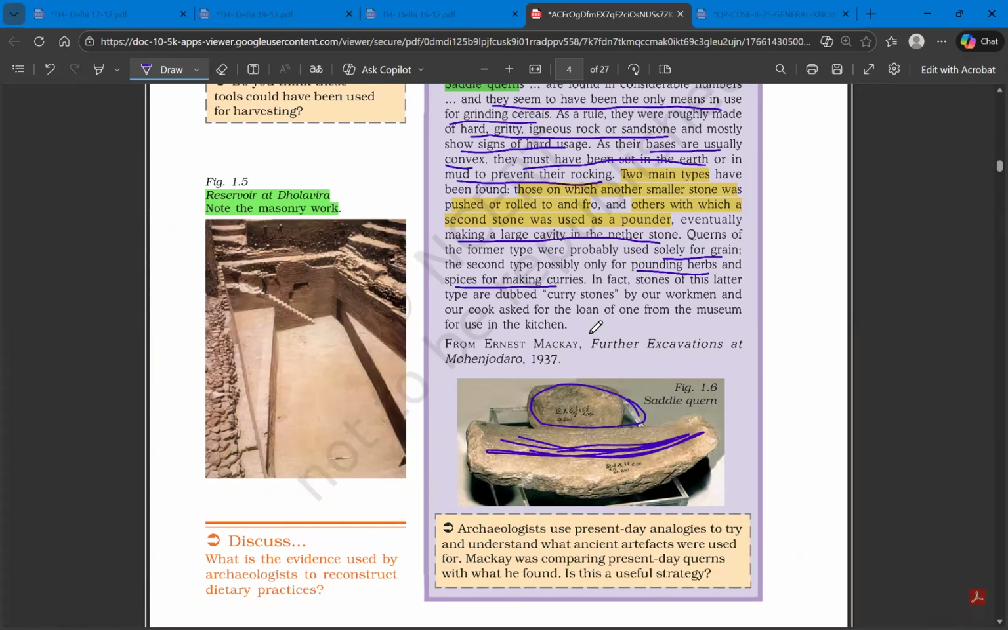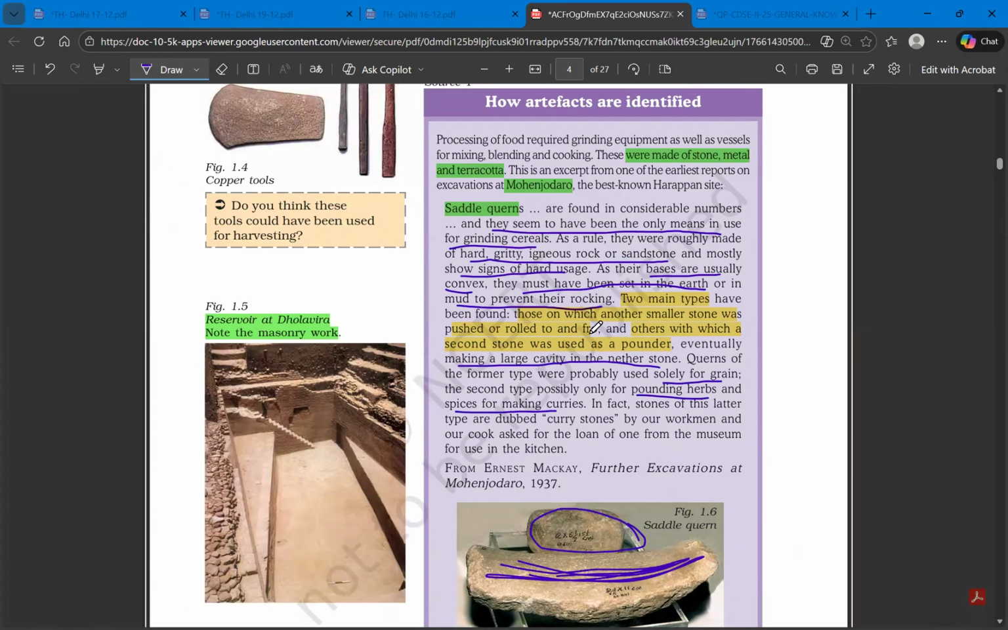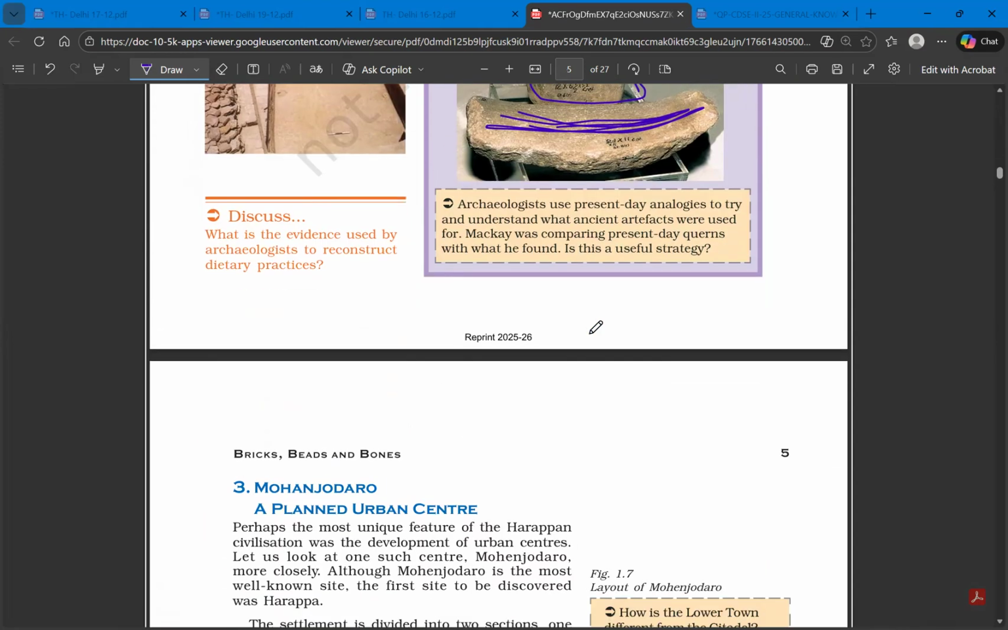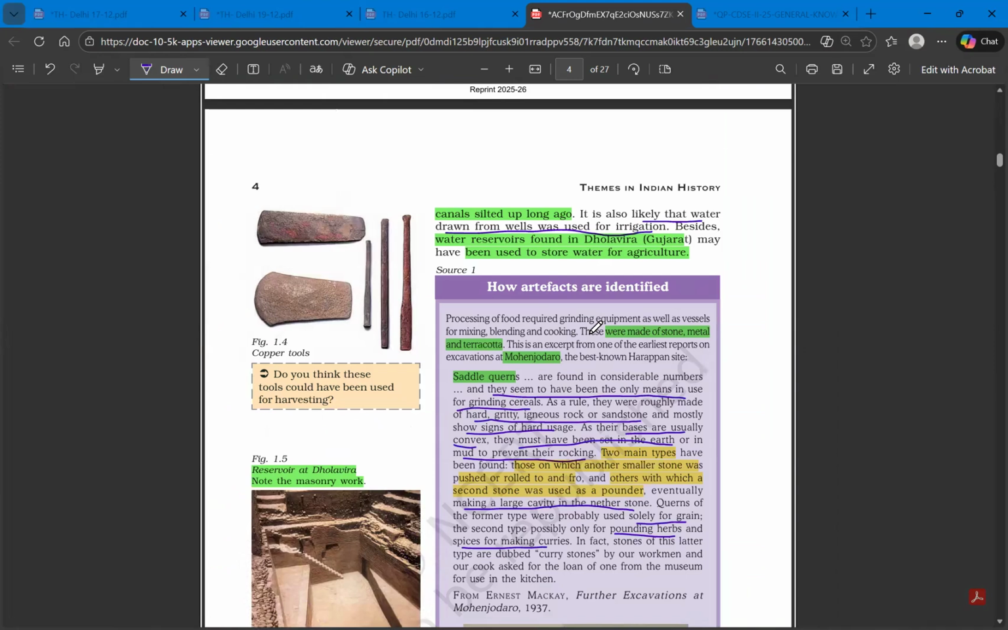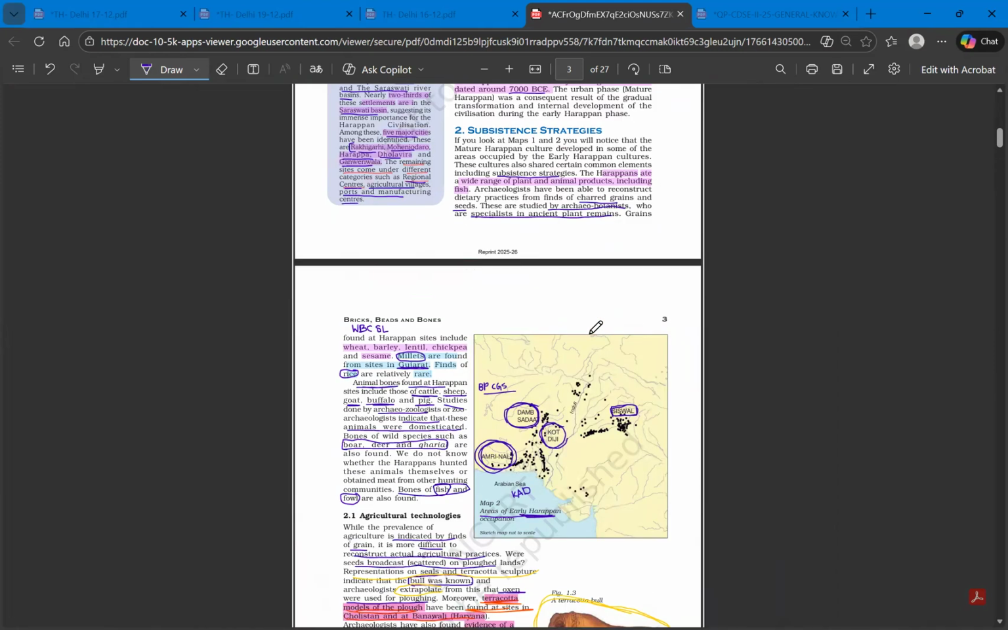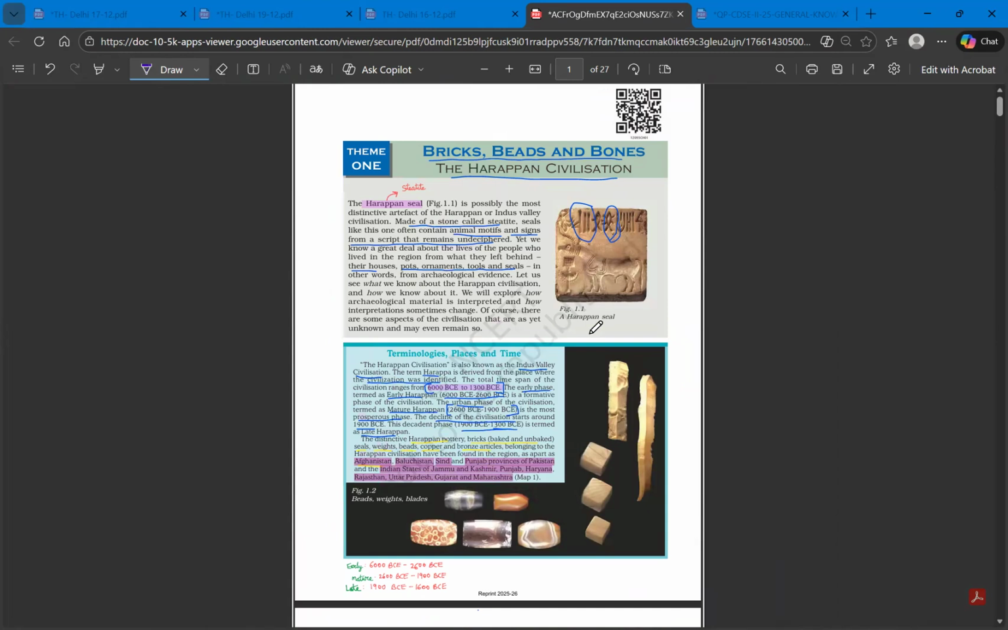So this was an excerpt from the report at Mohenjo-daro, where we have found saddle querns made of hard, gritty, igneous rock, and there are two types of saddle querns. So this is all for today's class. I think we have covered in detail all the 4 pages.